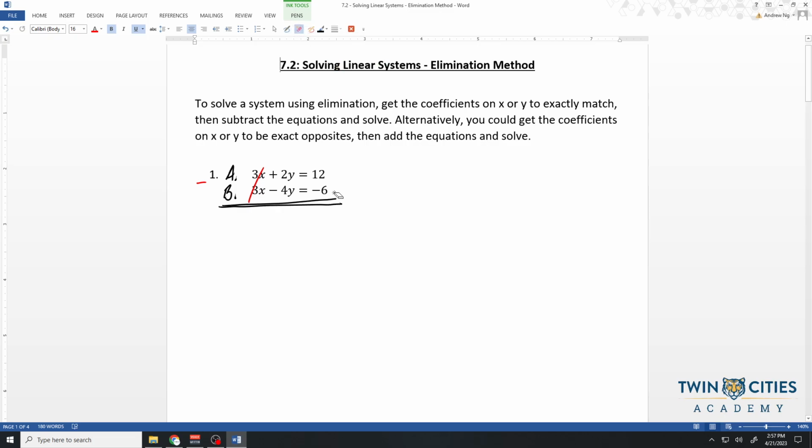You're left with 2y minus negative 4y, that'll be 6y, is equal to 12 minus negative 6 is going to be 18. Now divide both sides by 6 to solve for y. So we find y is equal to 18 divided by 6 is 3.